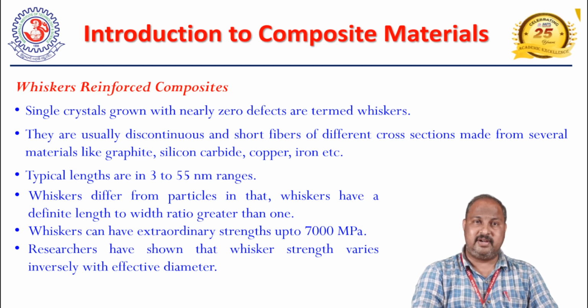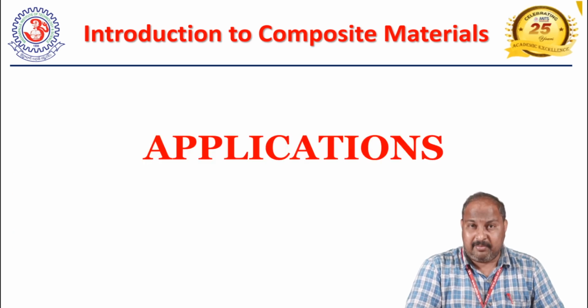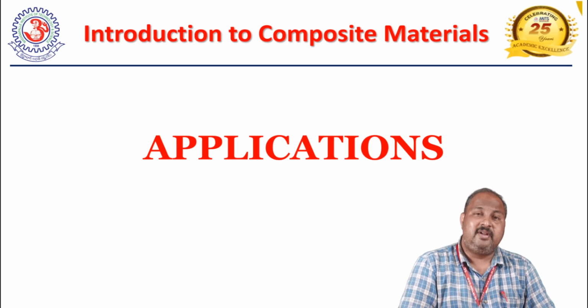Whiskers have a definite length to width ratio greater than one, and they have an extraordinary strength of up to 7,000 megapascals. Researchers have shown that whisker strength varies inversely with the effective diameter. That's about the classification of composite materials.